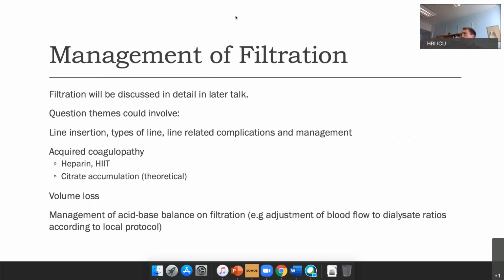Citrate accumulation is extremely rare, and I haven't had any questions on that. I suppose it's possible they could ask you a question on accumulation of citrate, due to the way it works in patients perhaps with liver failure, but it's very rare and is often used on liver units anyway.